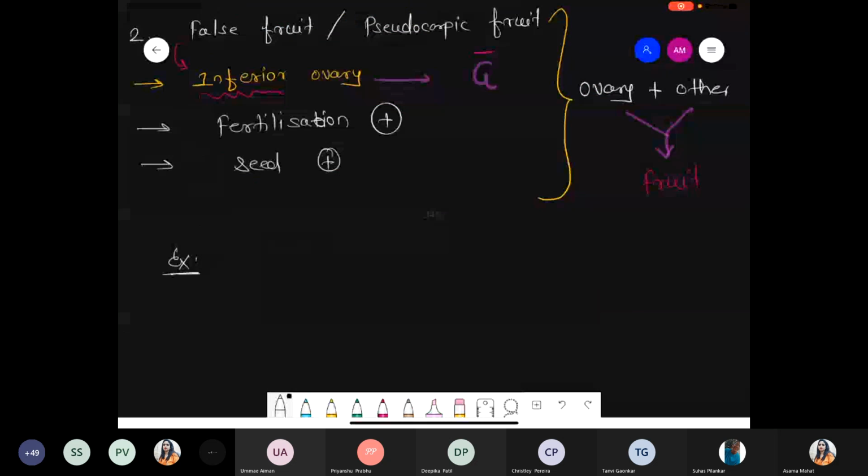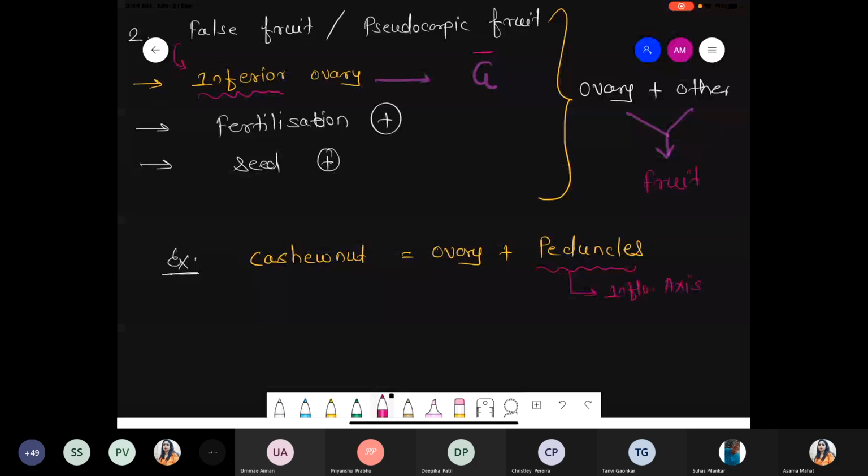First example we are talking about is the cashew. In the case of the cashew, it basically develops from the ovary. The ovary will of course be there, plus along with the ovary, part of the peduncle also gets involved. And I hope you remember the peduncle is nothing but the inflorescence axis. So cashew basically develops from ovary plus peduncle. Okay, Deepika will discuss that part later. Just wait.